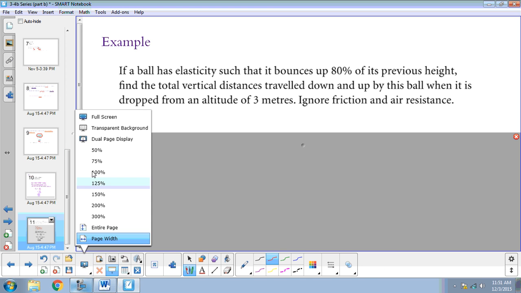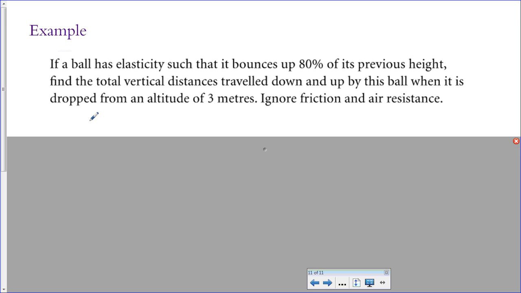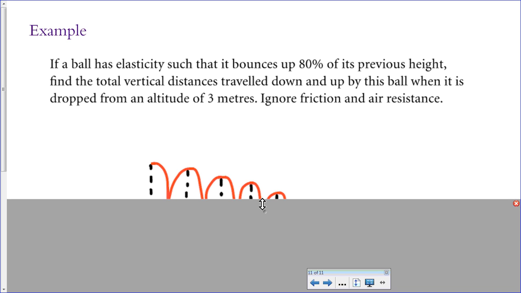So here we have a final example of a geometric series in application. The ball has elasticity such that it bounces up 80% of its previous height. So when it hits the ground, it then bounces back up to 80% of its previous height. We're going to find the total vertical distance traveled down and up by this ball if the initial drop height is 3 meters. The initial altitude is 3 meters.